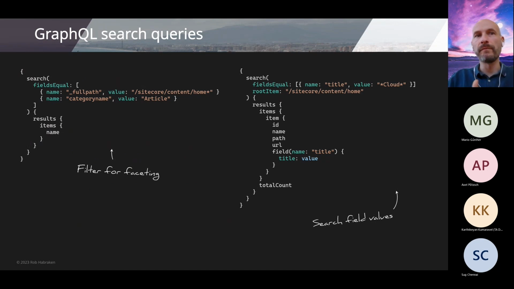You can filter, for example, for a facet, if you select all the content nodes of a certain category, or you can search on field values if you, for example, want to find all the items with the term cloud in the title. That will work as well.